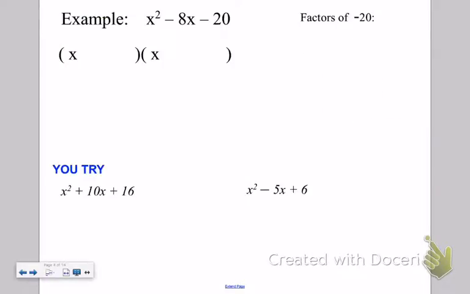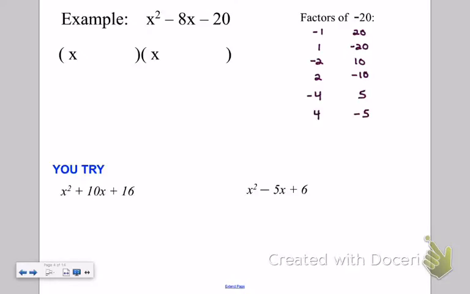Let's try another example where we might have to deal with some negatives. So we want factors of negative 20. They have to multiply to a negative, so I could have negative 1 and positive 20, or positive 1 and negative 20. I could also have negative 2 and 10, or positive 2 and negative 10. I could also have negative 4 and 5, and 4 and negative 5.